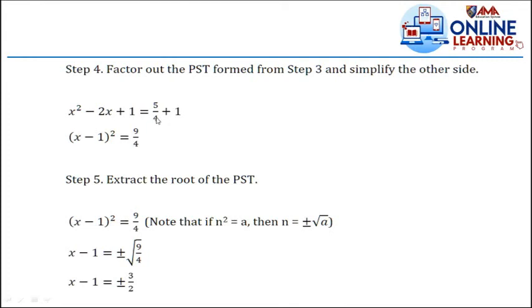Our LCD here is 4. 4 divided by 1 is 4 plus 1. Multiplied by 1 is 4 plus 5. We have 9 all over 4. So x minus 1 squared is equal to 9 all over 4.